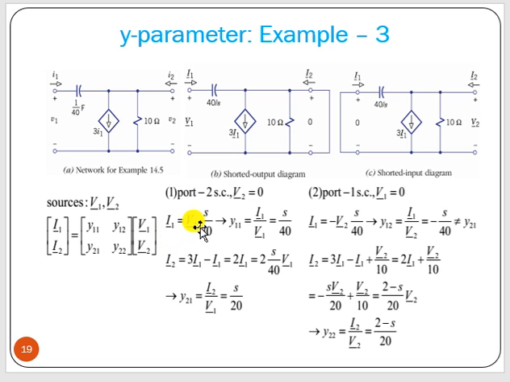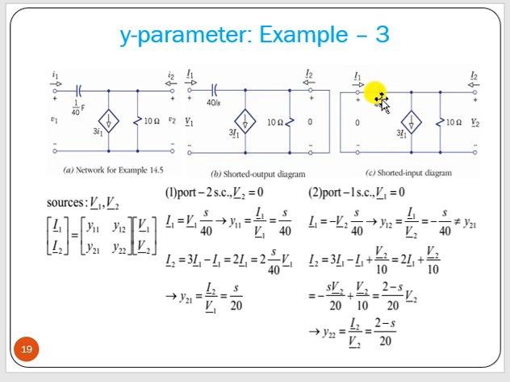So that I1 value we can put here. Then I2 by V1, that is equal to Y21. We got the Y21 value. Now for V1, port 2 is shorted, port 1 is shorted. So short circuit V1.